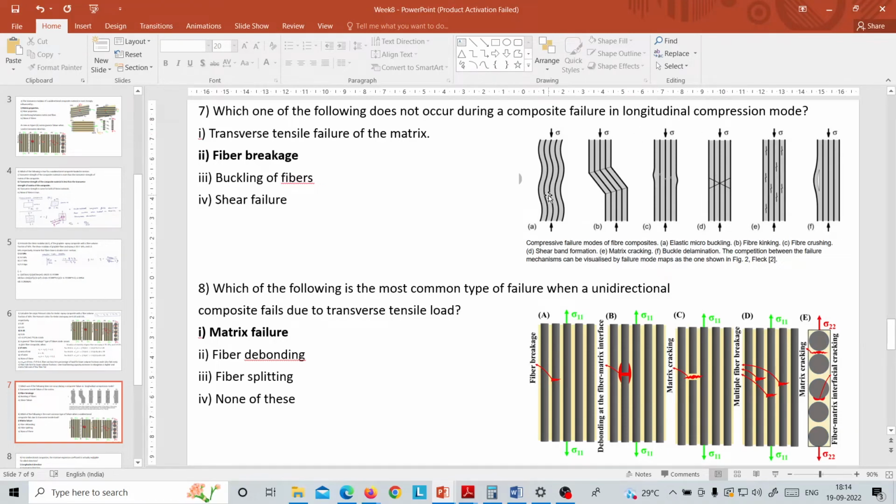The next question they've asked is, when the composites are subjected to longitudinal compressive loads, which of the following failure modes can occur? This has been taken from literature. When this is the longitudinal direction, that is the direction of fiber orientation, we apply compressive stresses. Then in the first case we can see the fibers are buckling.